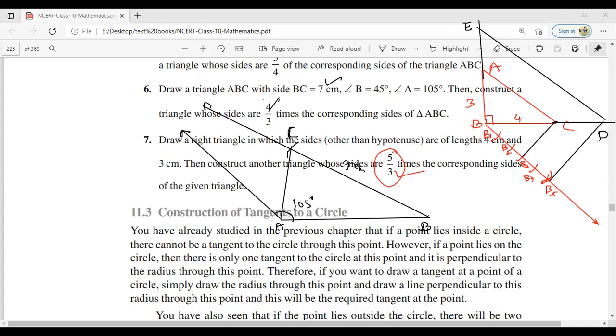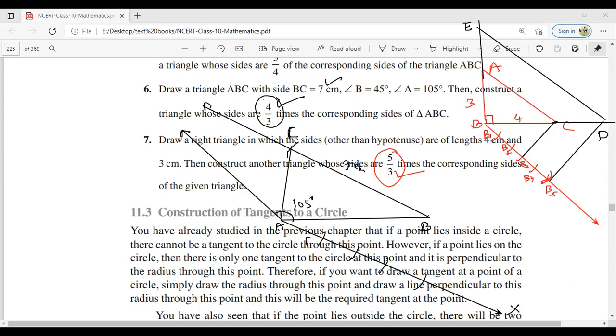The ratio is given as 4 by 3. So which is the maximum? 4. Maximum is 4. So we will divide the ray into 4 parts. How many parts? 4 parts. So 1, 2 equal parts, 3 and 4. This is X.